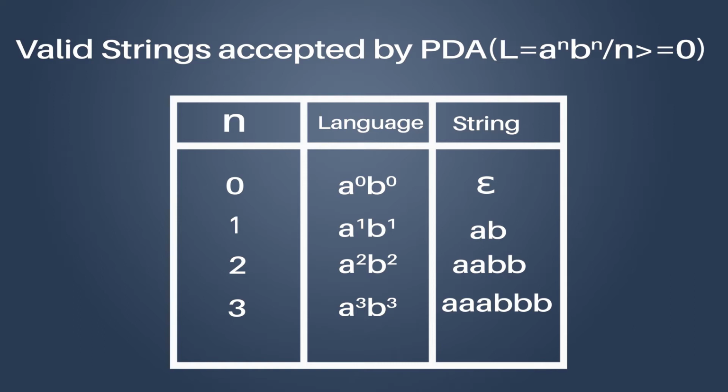If we see all the valid strings, we can infer that my first input symbol always starts with a. And once all the occurrences of a are over, then only we will have the occurrence of b. Pushdown automata is nothing but a finite automata with some stack memory associated with it. So we have a stack, and this is how a stack is represented. And the top of the stack happens to be Z0.